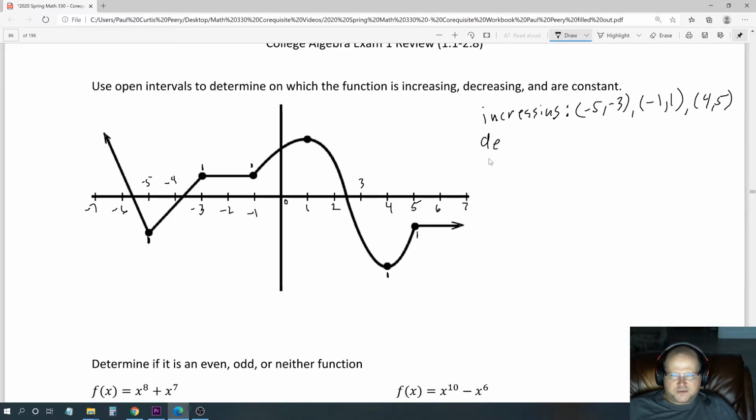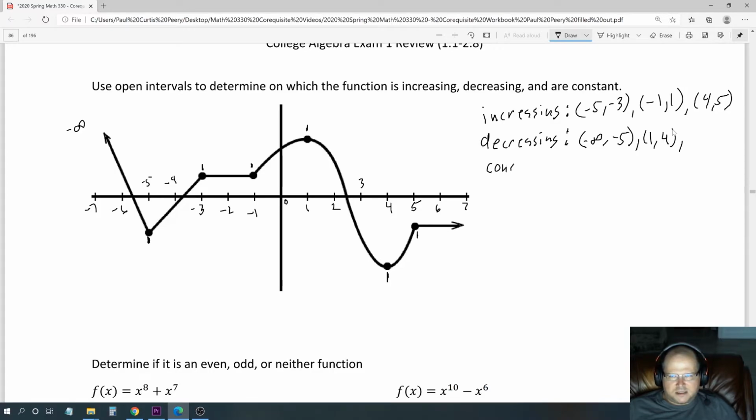Okay, next they ask for decreasing. So from -infinity, which is over here to the left, and it looks kind of like an 8, all the way up to -5, it's decreasing. Any other places? It goes up, flat, up, and then down. So from here and then down here, it's going down. So from 1 all the way up to 4, it's also decreasing, and then it pops back up and goes flat. Okay, that's it.